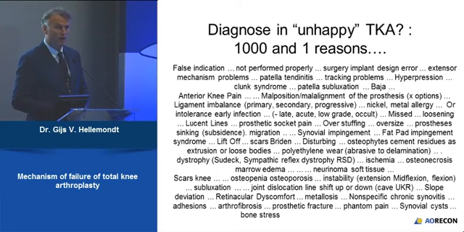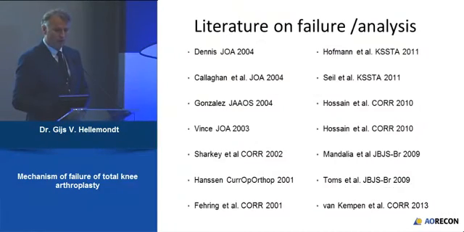So if you look at the diagnosis of a patient who comes into your clinic with an unhappy knee and you have to think about the mechanism of failure, there are probably 1,001 reasons why it's not doing as well as it should. So how can we cope with that? If you look at the literature, this is the list I came up with. It's all written about how you try to analyze it and what the mechanism of failure is.